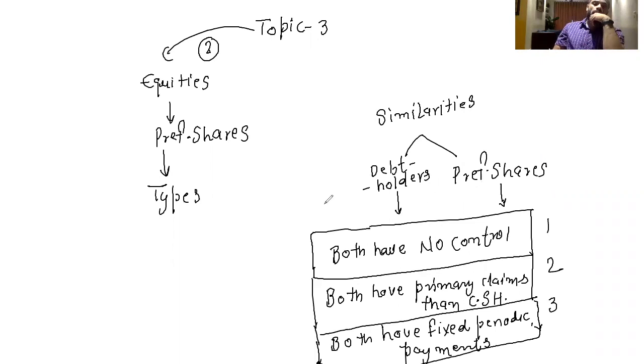right? Now, I want you to find the similarities between preference shareholders and common shareholders. Just give me at least 3 similarities between common shareholders and preference shareholders. Just 5 minutes.